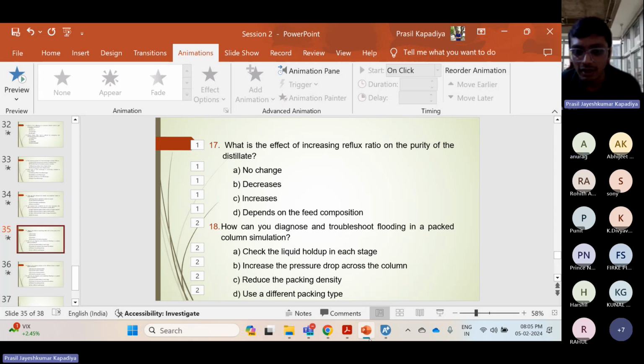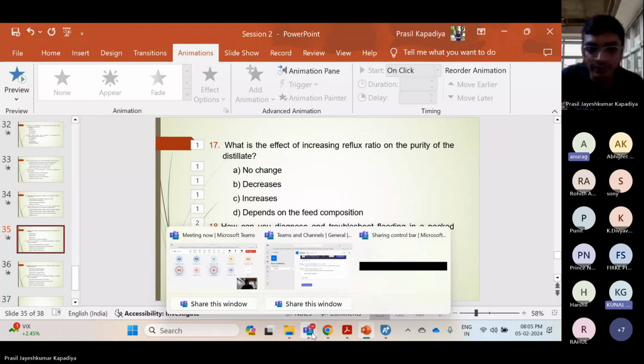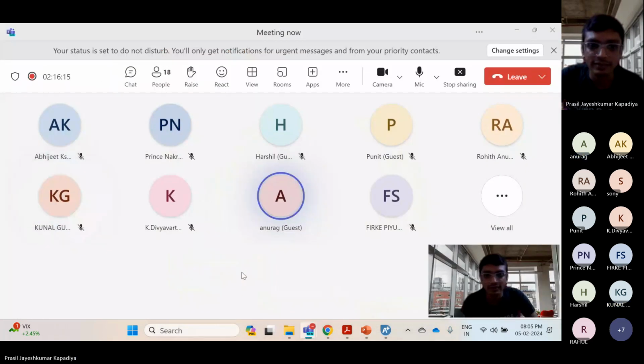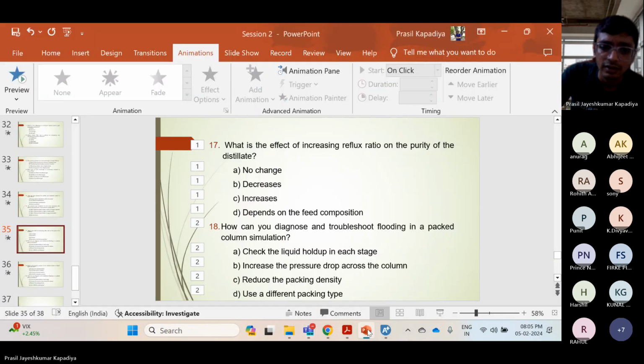No, this is asking how can you diagnose and troubleshoot. Both are correct. So diagnosis is a part. An increase in pressure drop is a diagnosis, right?